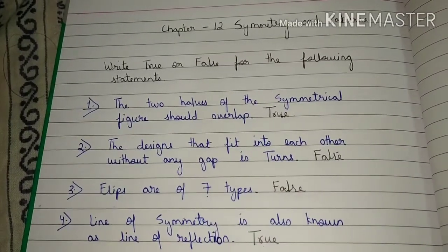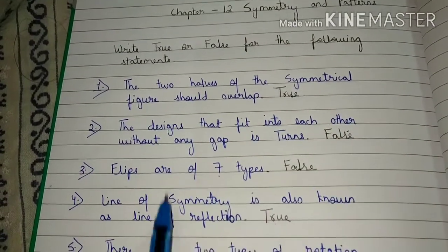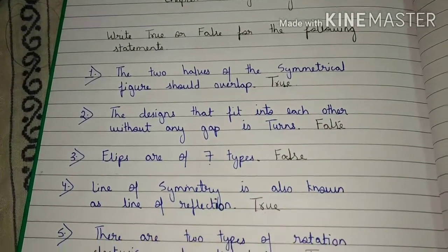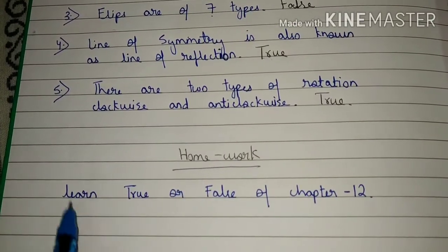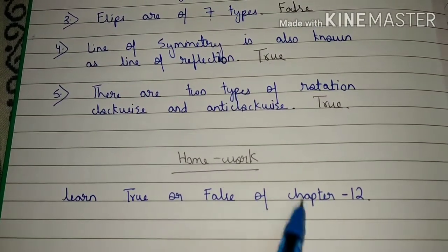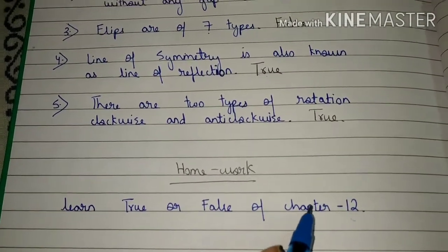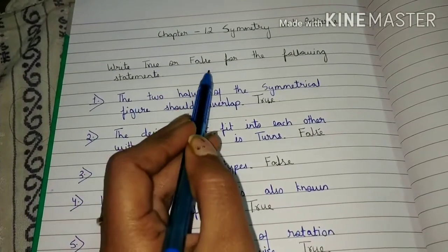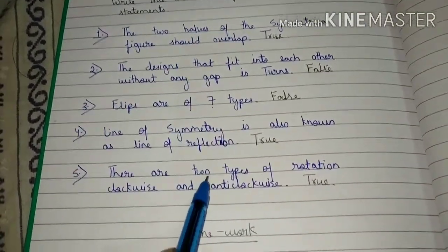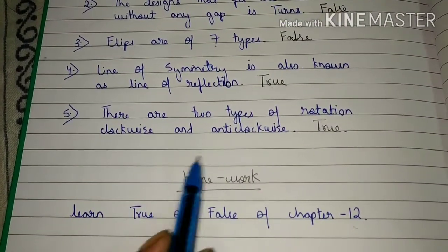Students, now this true or false, you have to write it in your copy, and after that note down your homework. Learn true or false of chapter number 12, that is symmetry and patterns. Students, you have to write true or false in your copy, and after that you have to learn it. So students, this is your homework.